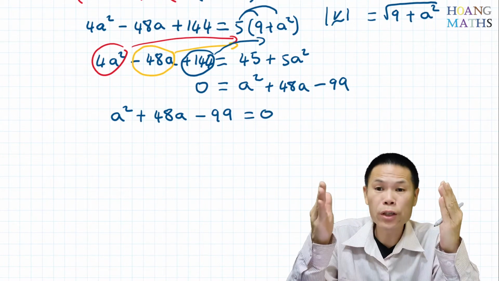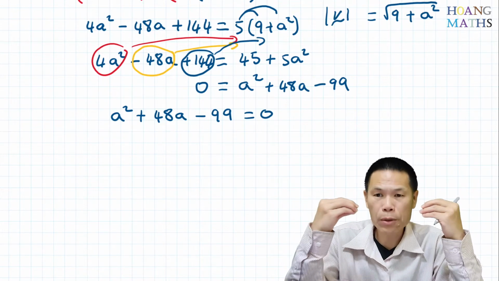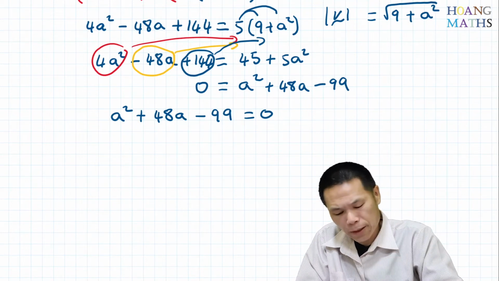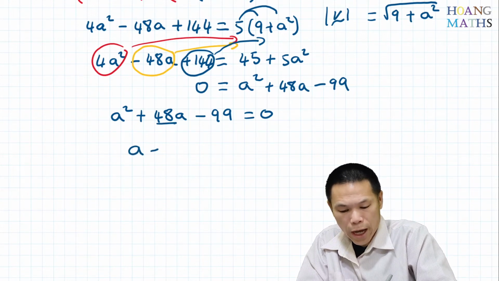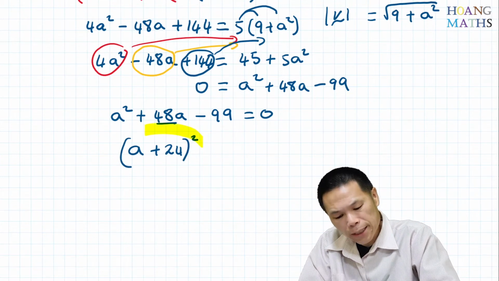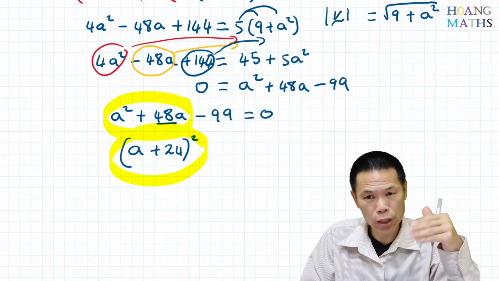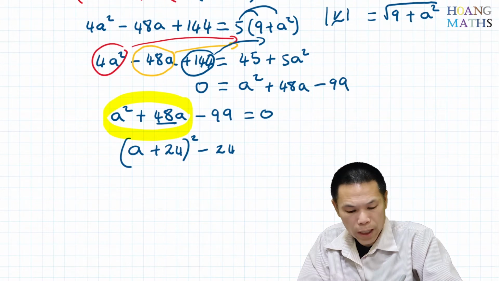Now we can either solve this by using the quadratic formula or completing the square. So let me just use completing the square, so easier because 48 is an even number, so quite easy to solve by completing the square. So half of 48 is 24. So (a plus 24) all squared. So now if I expand this, it will give me a squared plus 48a, but with the 24 squared extra. So I need to minus it. So I just minus 24 squared.